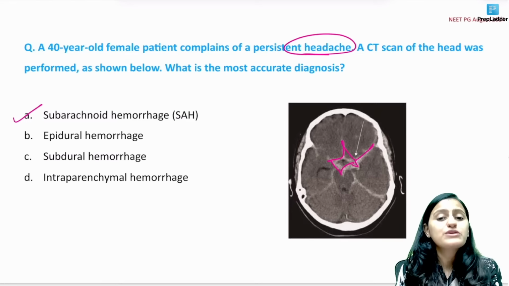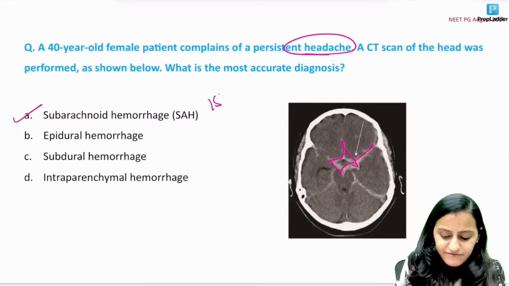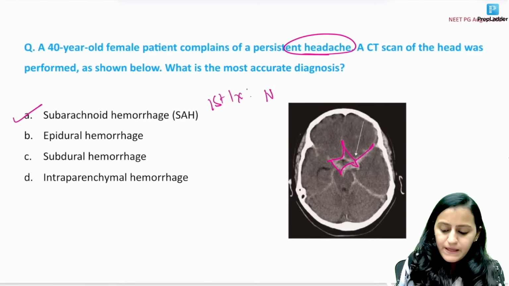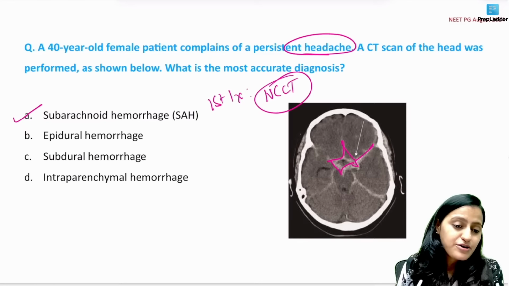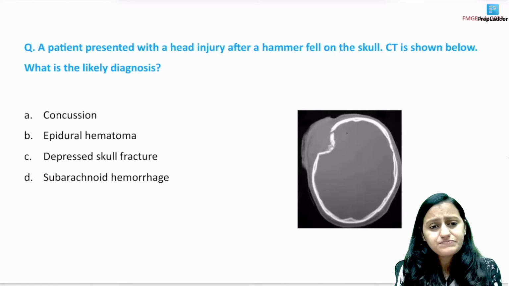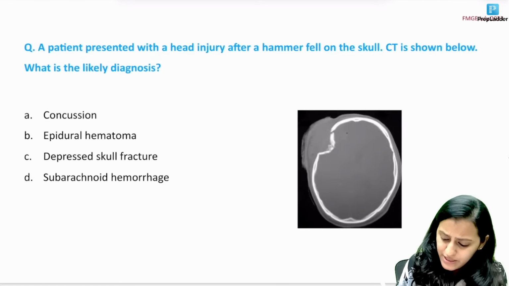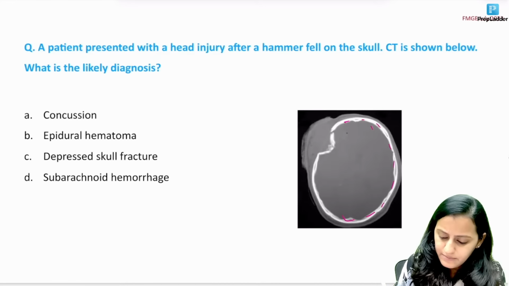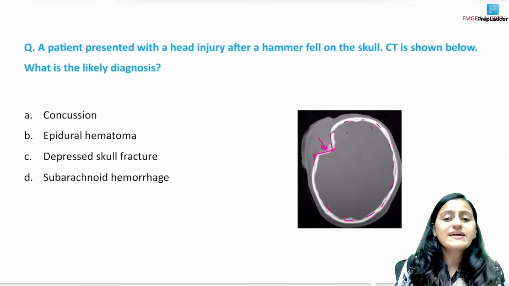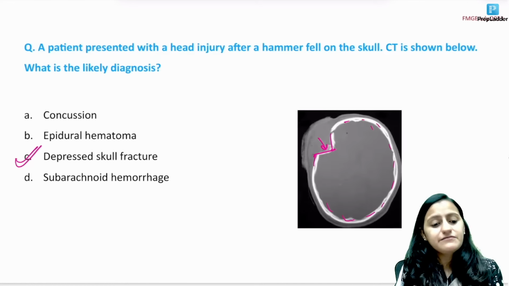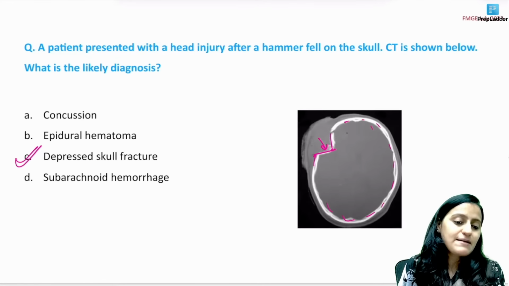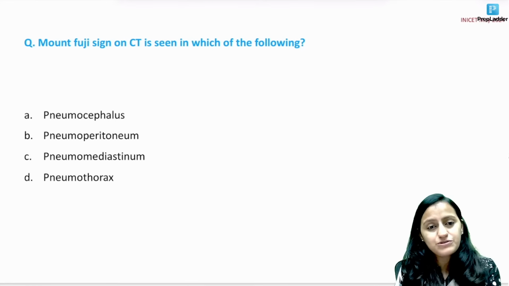Thunderclap headache is going to be the history there. What is the first investigation that you will do? Non-contrast CT to look for the acute hemorrhage. Okay. What is this image showing? Look at the skull bone. This is the skull bone, and suddenly this has gone inside. It is depressed. So this is a depressed skull fracture. Previous FMG exam question. Okay, it's a depressed skull fracture.